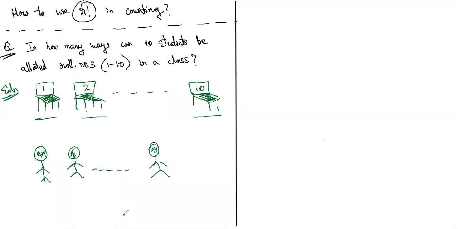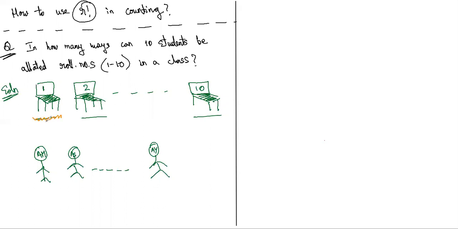In the first chair 10 people can sit. After that, in the second chair only 9 people can sit. 10 and 9, we are placing one and then the other, so there will be multiplication. And in the third it will be 8.